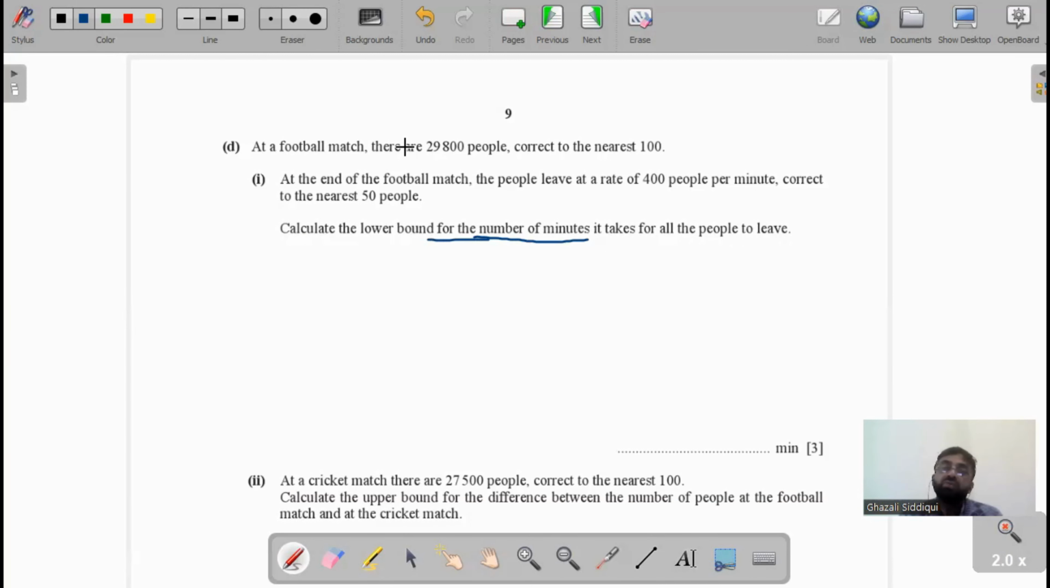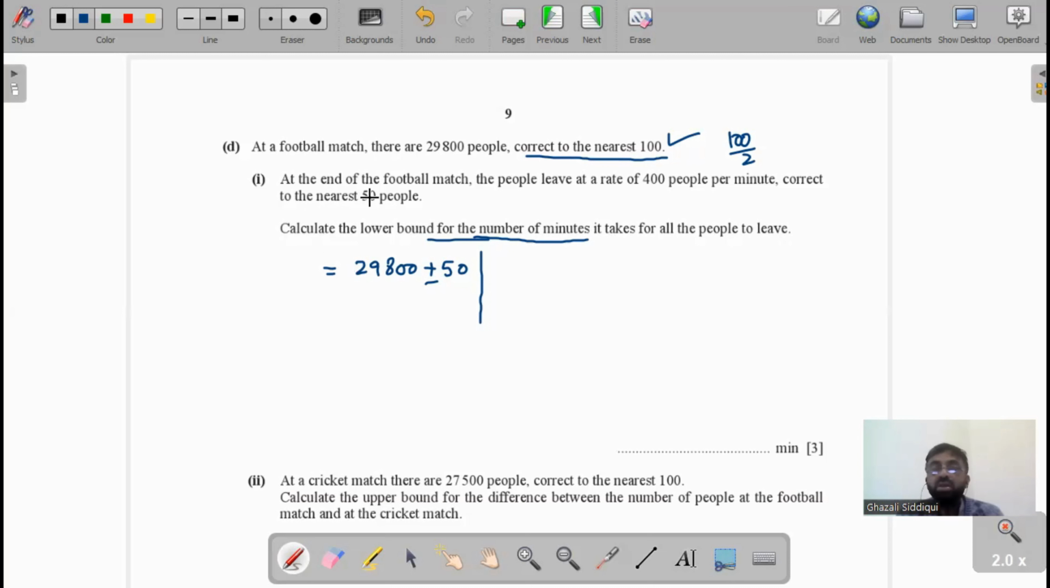Now, firstly, we see that the total number of people given is 29,800, correct to the nearest 100. It means 29,800 plus or minus 100 over 2. We take 100 over 2 to find the upper and lower bound. That is equal to 50, so we take plus or minus 50. This figure is the number of people who watch the football match.